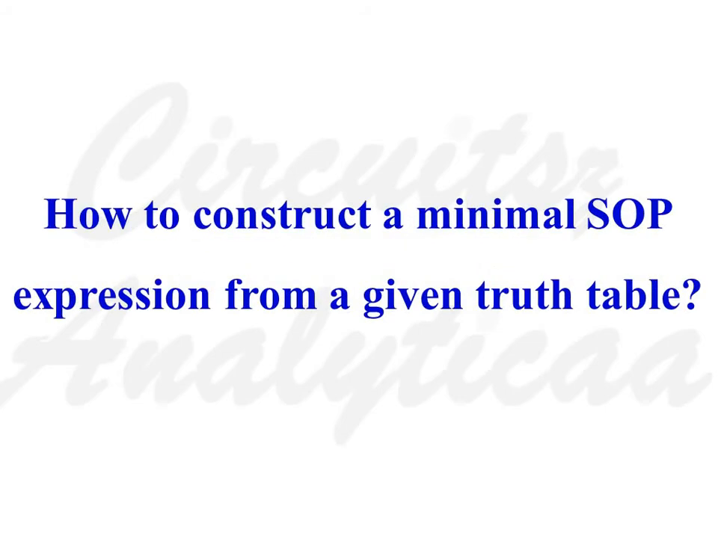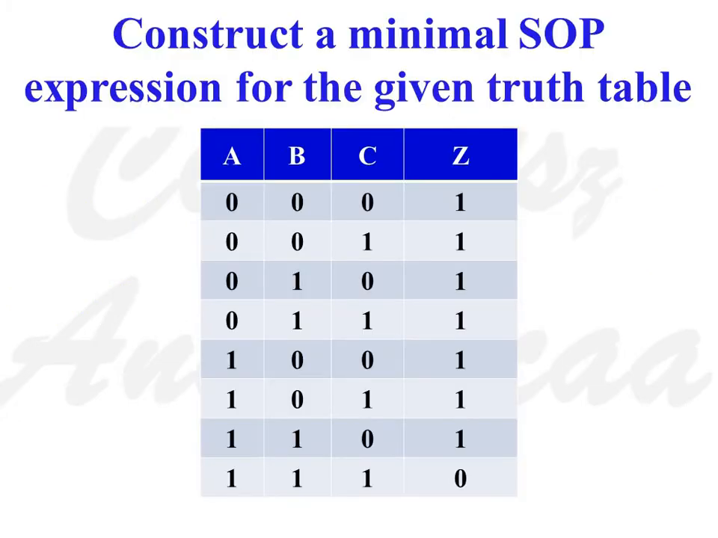In this tutorial, we will discuss how to construct a minimal sum of product expression from a given truth table. Construct a minimal sum of product expression for the given truth table. In the given truth table, there are three input variables A, B and C, and the output variable is denoted as Z.